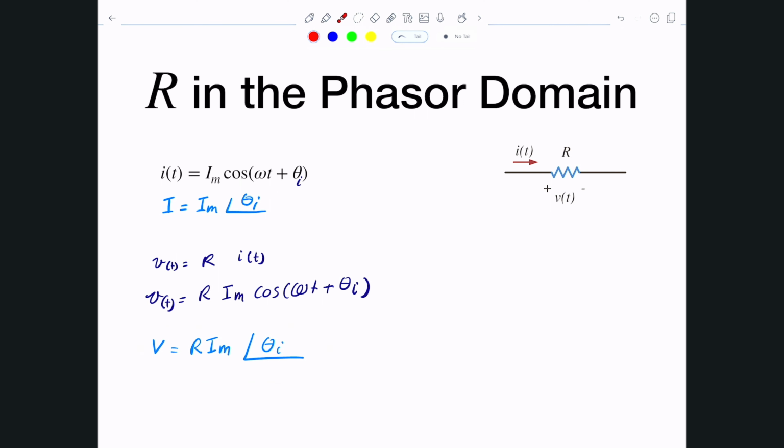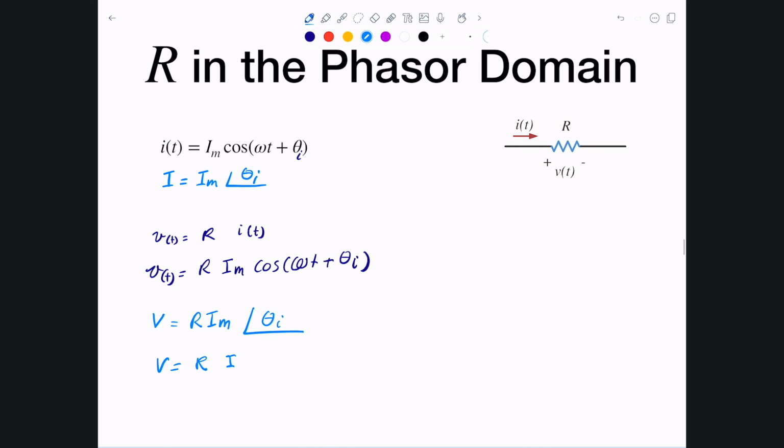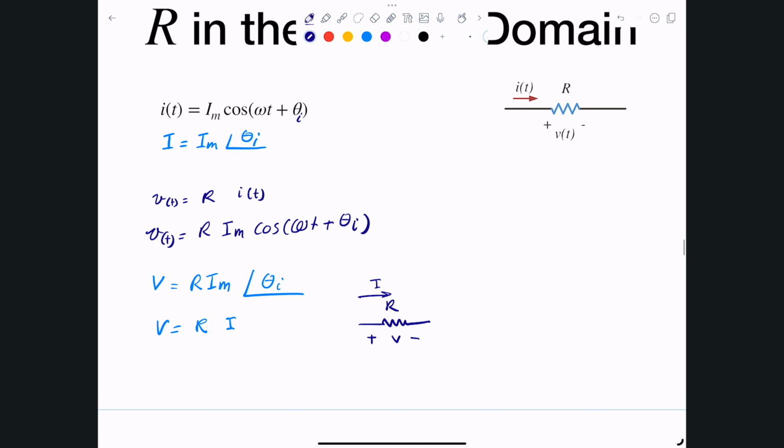But wait a minute. Have we seen these here? We have. So let me just rewrite that. V is simply R times I in the phasor transform. As it turns out, in the phasor domain, R is simply R, the voltage is across it, and this is basically the current. And this here is Ohm's law in the phasor domain.